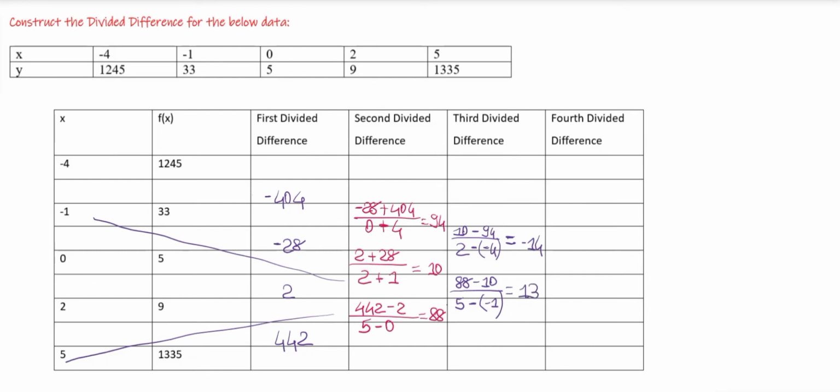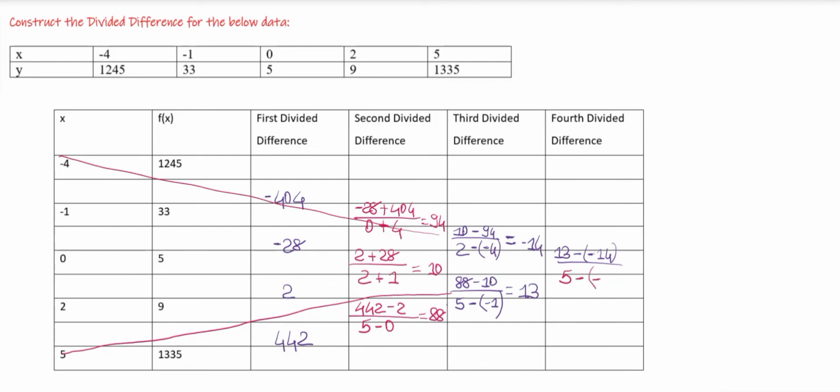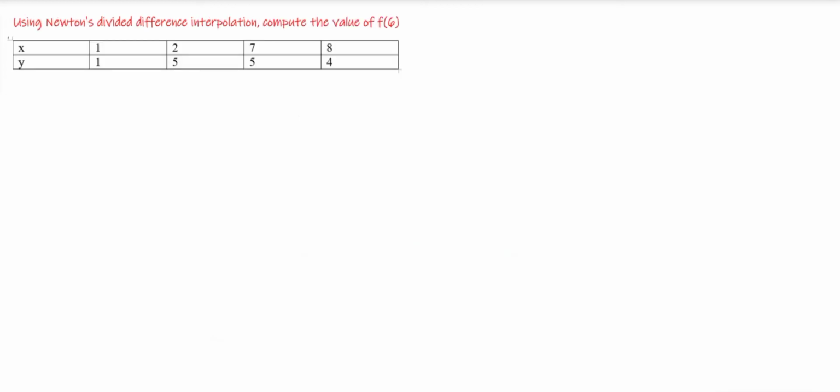Now for the fourth divided difference, the same thing in the numerator, which is 13 minus minus 14 divided by, again you will see the cross values, which here for 13 it will be 5, and for minus 14 it will be minus 4. So the denominator will be 5 minus minus 4, and this comes as equal to 3. So this is how we construct the divided difference table. Let's see one more example.